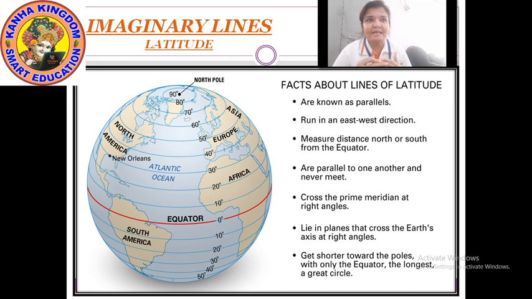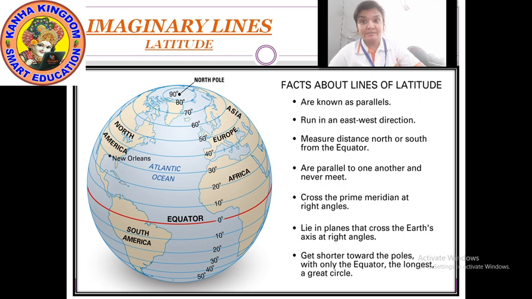Now these latitudes, they run in east and west direction. They go from east to the west direction. East from where the sun rises and to west where the sun sets. Okay. These latitudes encircle the earth horizontally.